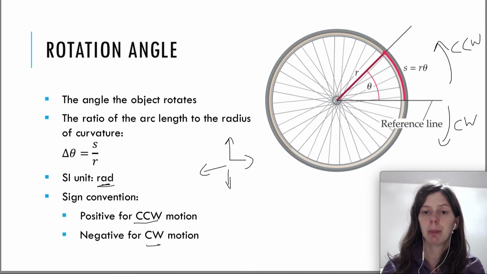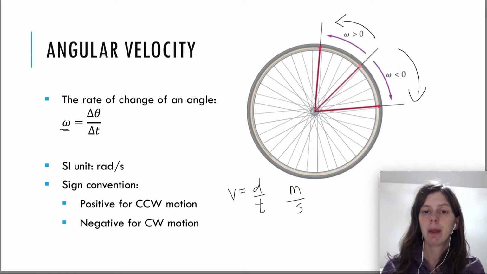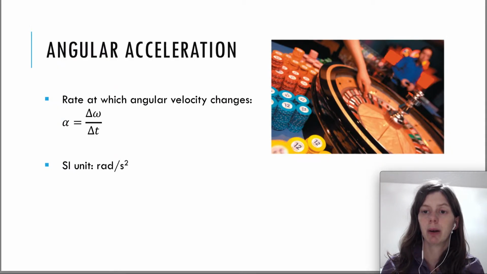So let's finish up this video with talking about the next quantity, which is acceleration. So instead of talking about linear acceleration, we're going to talk about angular acceleration. Do you remember how we defined our regular linear acceleration? It was the change in velocity per time. How fast were we speeding up or slowing down? How fast was our velocity changing? Well, now the angular acceleration is how fast our angular velocity is changing.